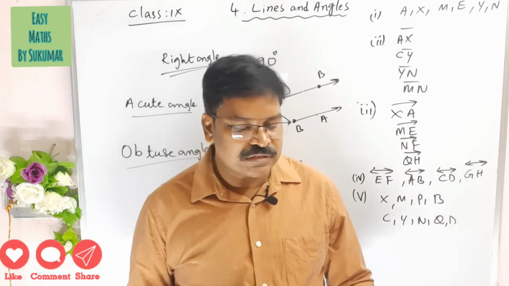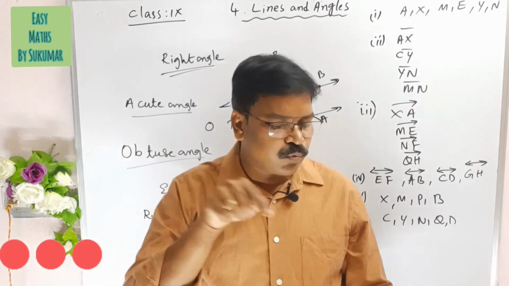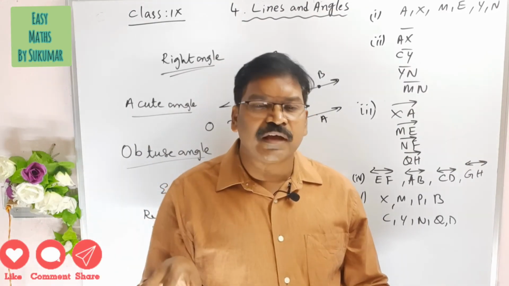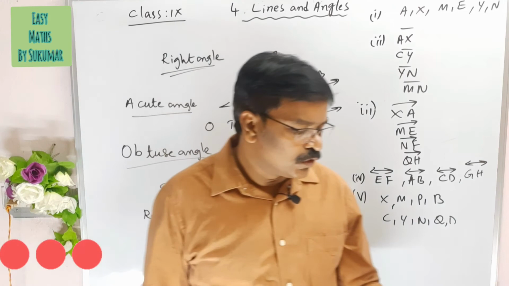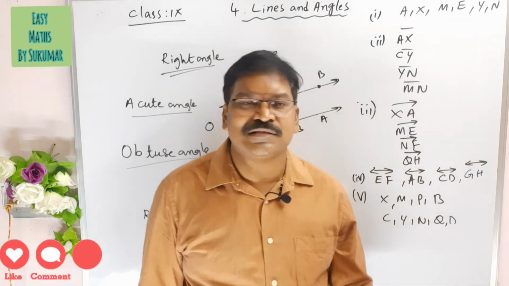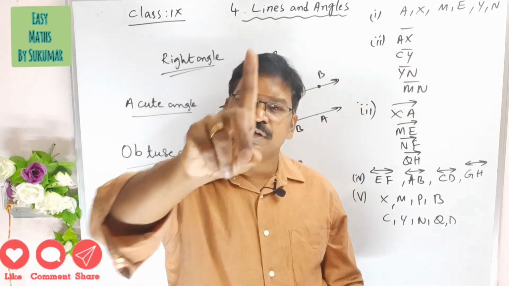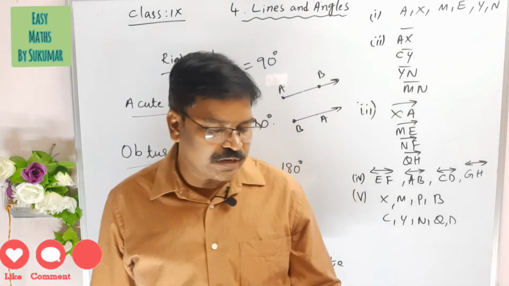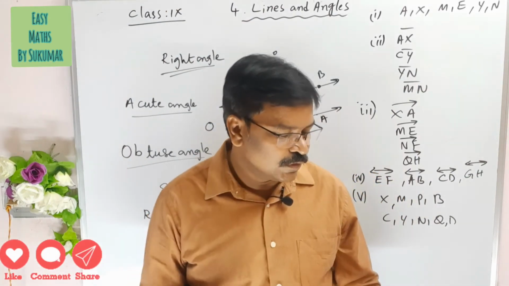Sixth one, two distinct points always determine a unique line. So there are two distinct points. These always determine a unique line. Yes, it is true. Two lines may intersect in 2 points. No. If two lines are intersecting, it has only one point. That means it has a unique solution.